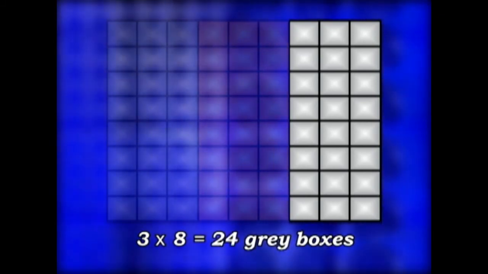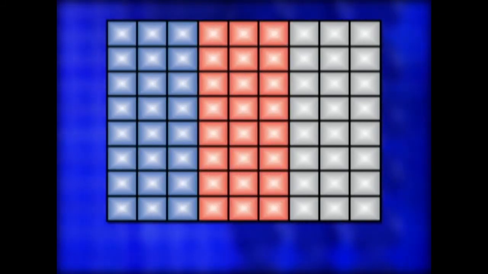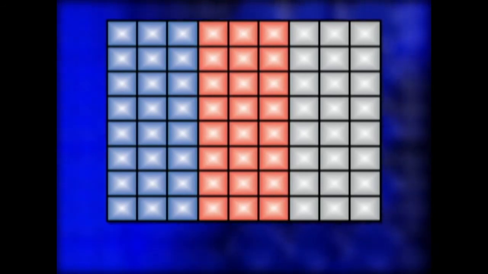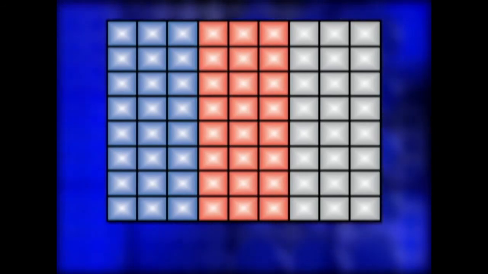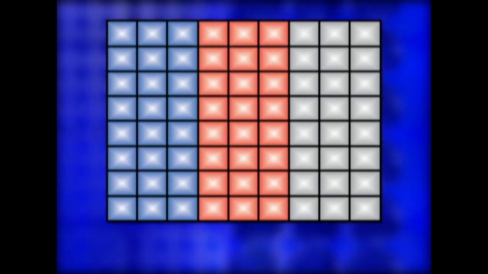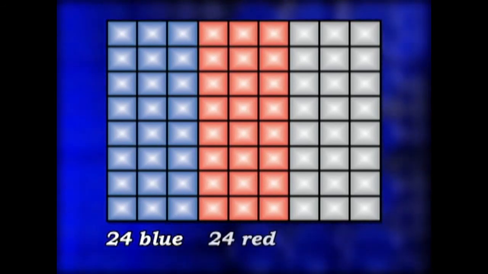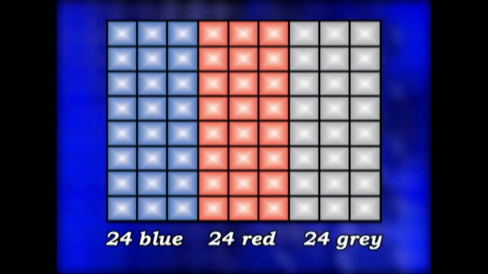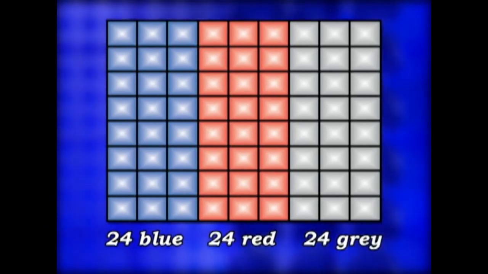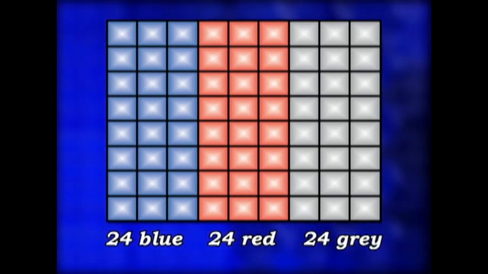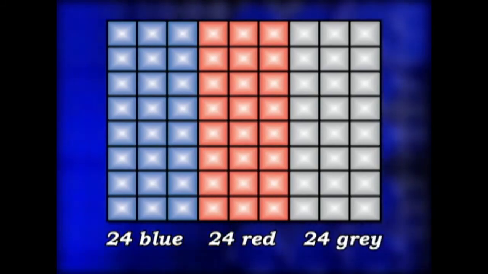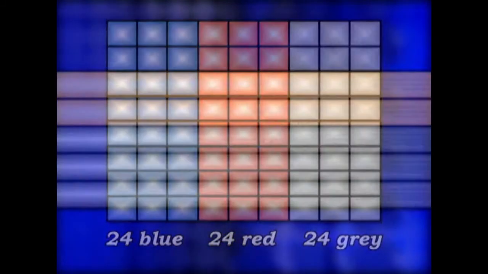Now, have you noticed anything about the blue boxes and the red boxes? Exactly. There's the same number. So we have 24 blue boxes, 24 red boxes, and 24 grey boxes. Work it out yourself. How many boxes are there altogether?